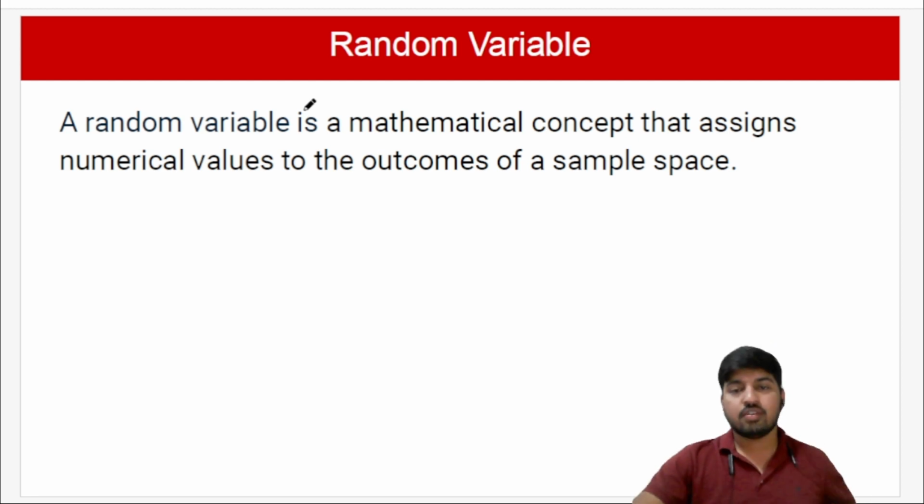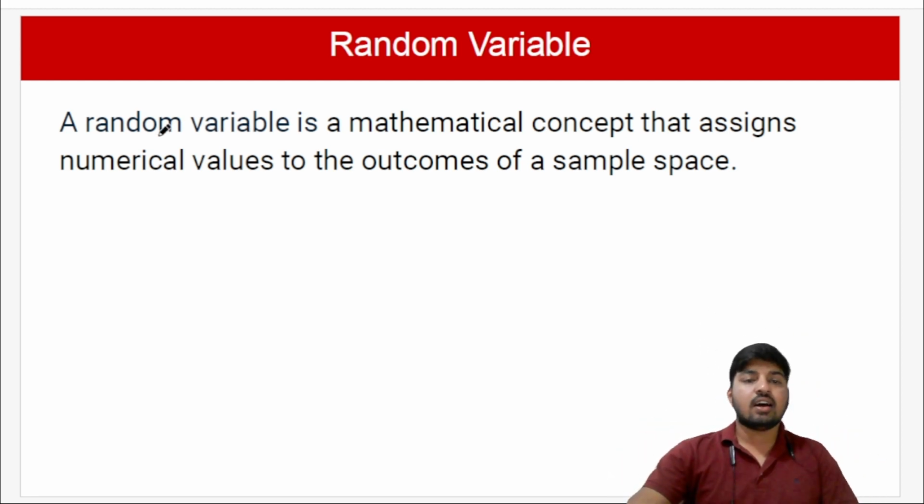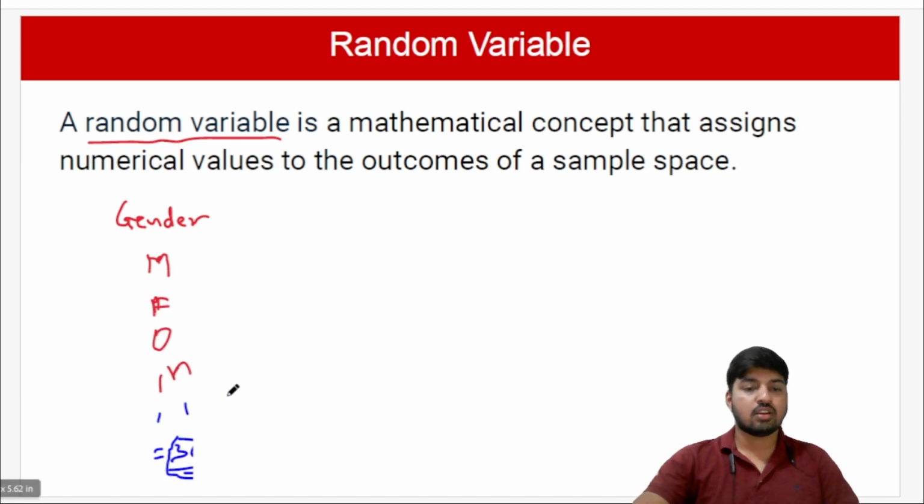Now we want to introduce what a random variable is. So what is a random variable? We said that our variable, like gender, was having values like male, female, and other.